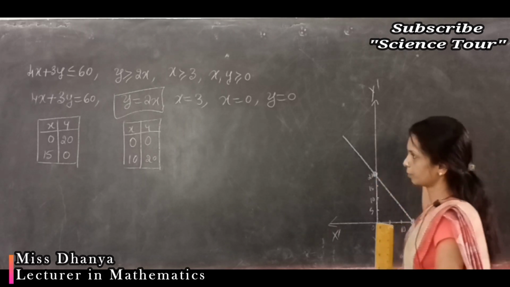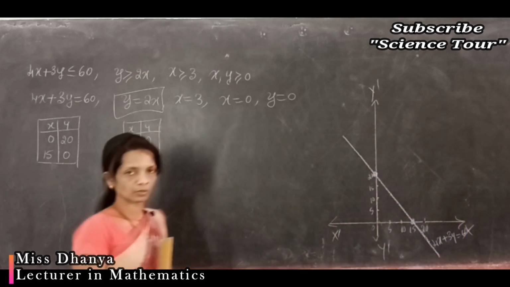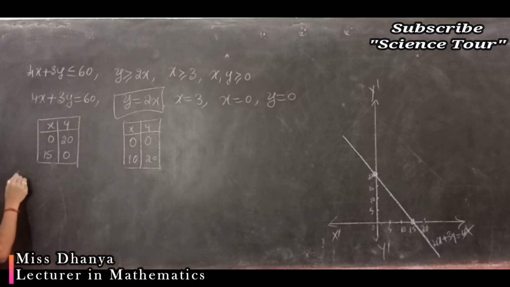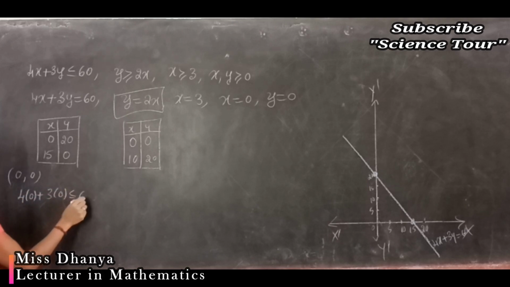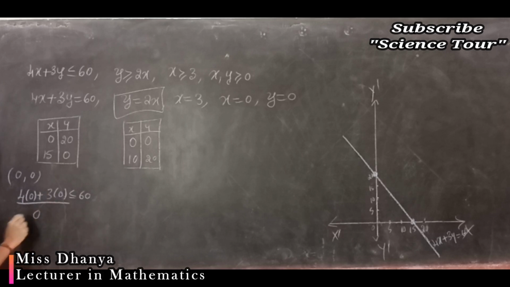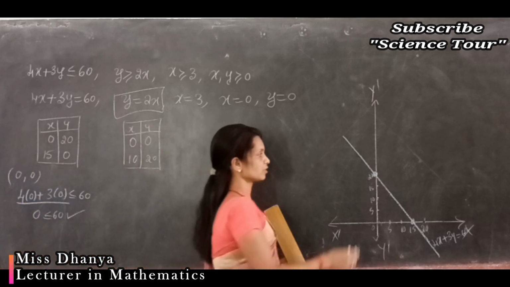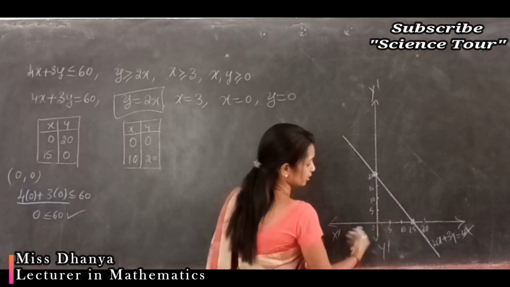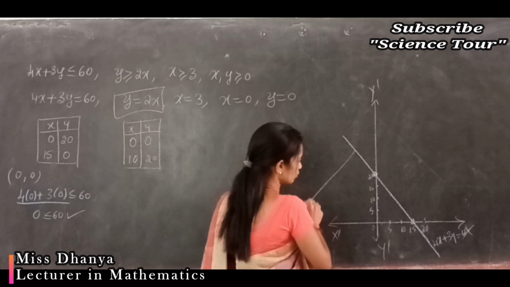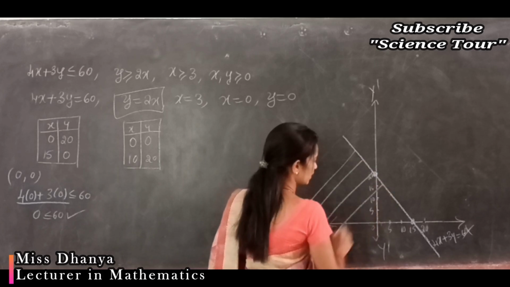Now you have to decide whether the upper half plane or the lower half plane is the solution region for the first inequality. To decide that, take a checking point 0, 0. Then the inequality becomes 4 into 0 plus 3 into 0 less than or equal to 60, and the left side simplification gives 0 less than or equal to 60, and that is the correct inequality. Correct inequality means you have to shade the half plane containing the checking point. In the lower half plane you have the checking point 0, 0. So shade the lower half plane, meaning below the line.